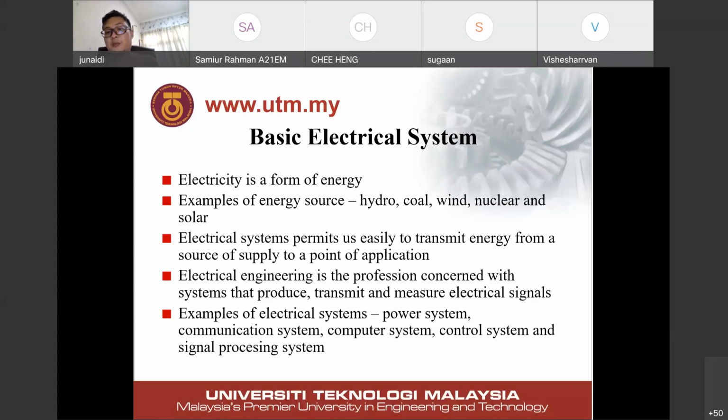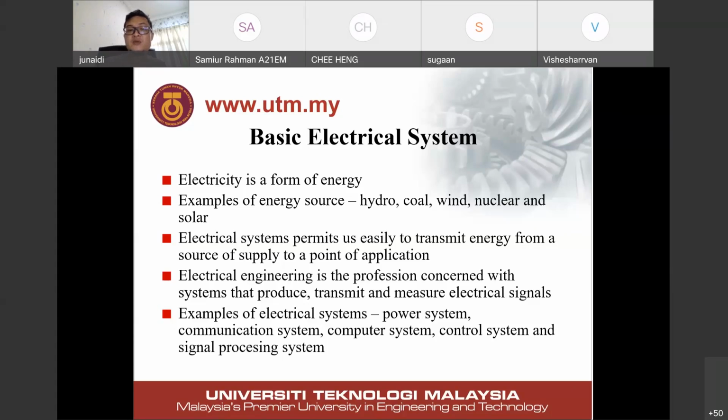What else? Fan. The end user, I mean the load. Fan basically is not electrical, it is mechanical. So we can see here that electricity basically is a middle form of energy. Not from the source, not from the end. It is in the middle, tengah-tengah.